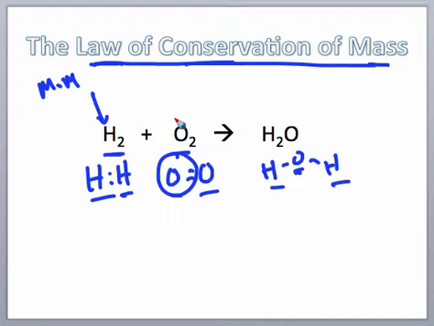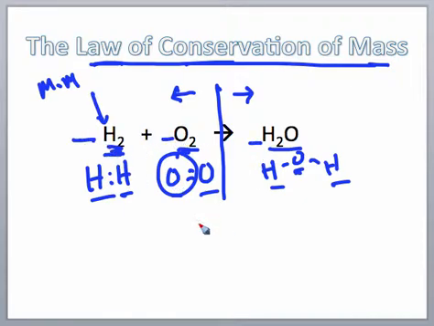So if we can't lose or gain mass, what we have to make sure is that we have the same number of each atom or element on each side of the equation. And when I say side, I mean from the arrow. So we have to have the same number of hydrogens over here that we have over here. So to do that, what we're going to do is balance these equations. And we're going to balance them using coefficients here.